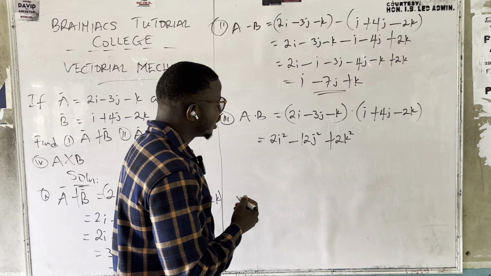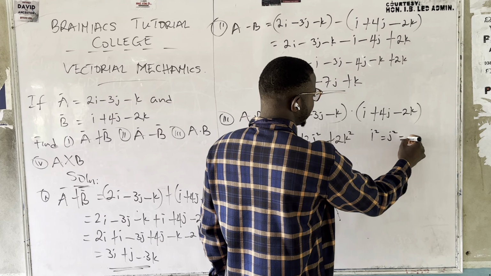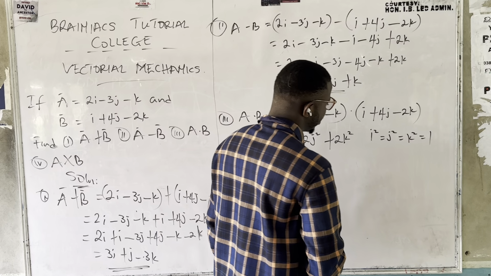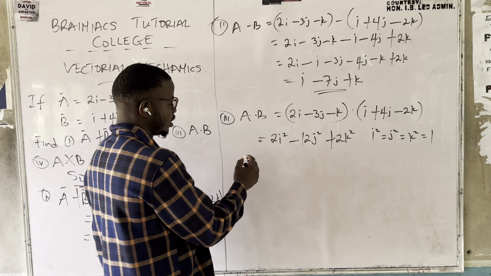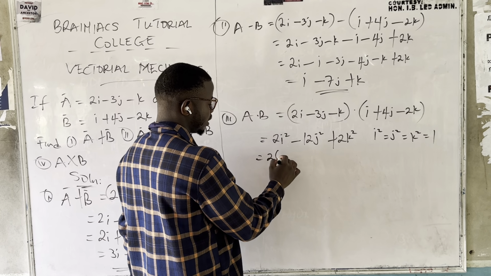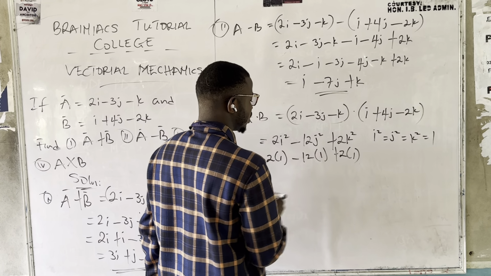And kindly note that under mechanics, under vector, i squared is equals to j squared is equals to k squared is equals to 1. So the value of i squared, j squared, and k squared, that's equals to 1. So anywhere we see i squared, we change it to 1. Then wherever we see j squared, we change it to 1. Then anywhere we see k squared, we change it to 1.